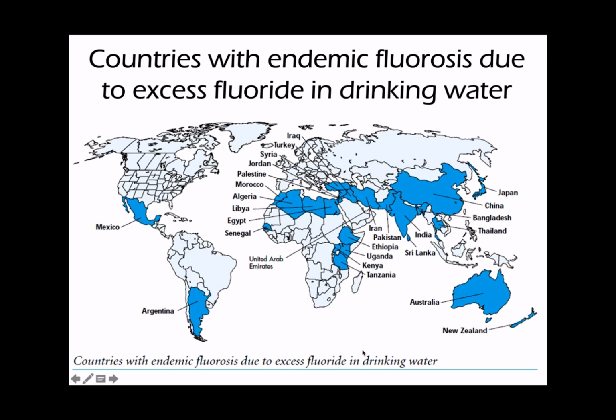Similarly, we can see from this map the countries with endemic fluorosis due to excess fluoride in drinking water. As we can see, where endemic fluorosis happens is always where an excess of fluoride was found.